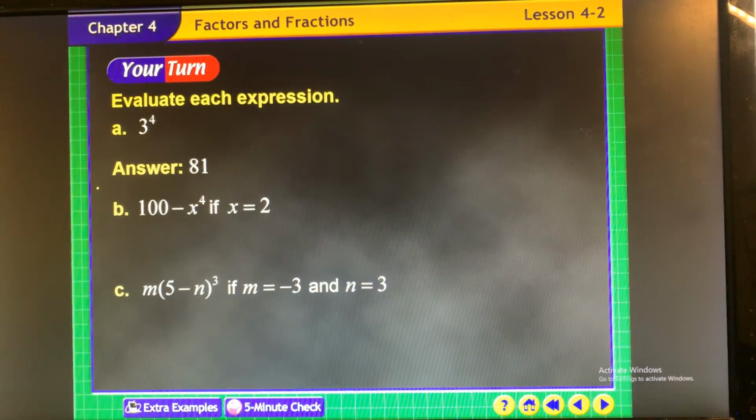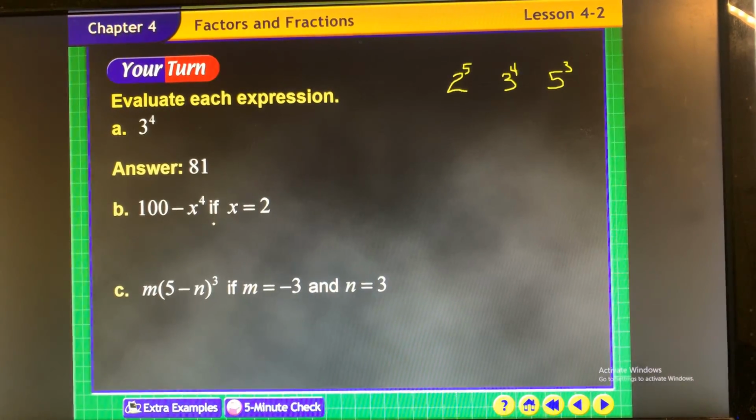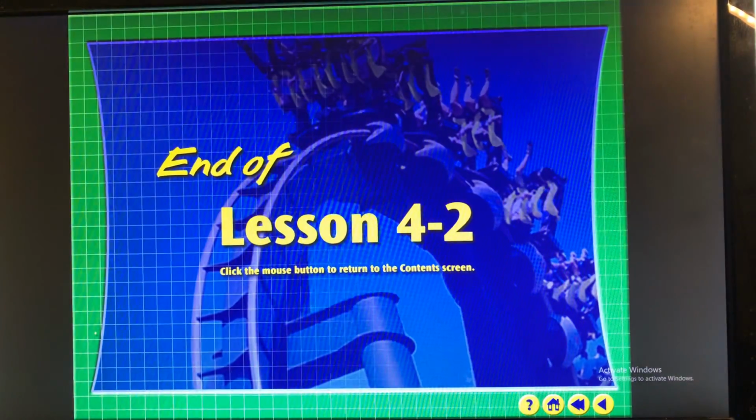3 to the 4th. And remember, I'm highly recommending that you kind of get to know your exponents. I would know at least up to 2 to the 5th power. I would know at least up to 3 to the 4th power, and at least up to 5 cubed. If you have those in your brain memorized, this stuff is a lot easier, okay? So this one's 84, and the answer to this one is -24. Good luck.